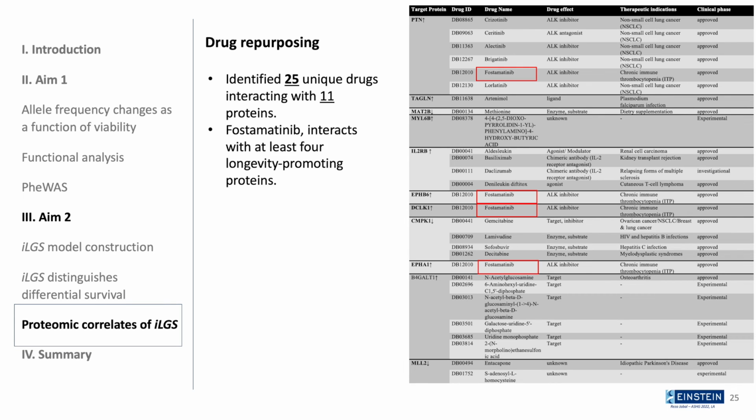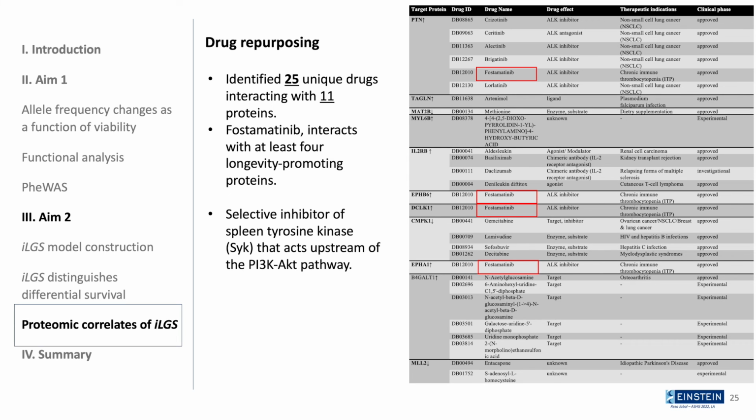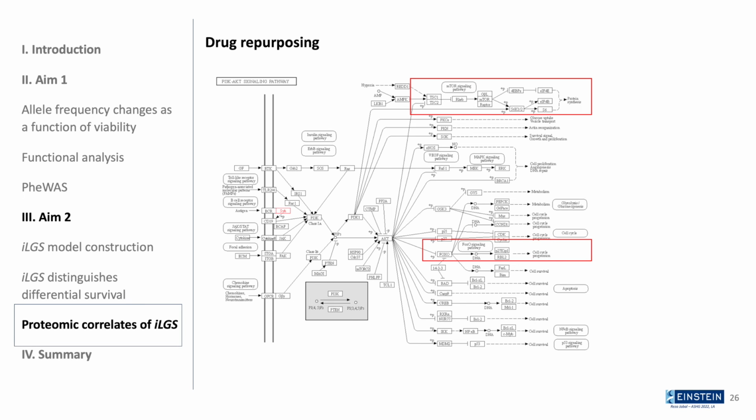One drug, fostamatinib, interacting with at least 4 longevity-promoting proteins, is a selective inhibitor of spleen tyrosine kinase that acts upstream of the PI3K/AKT pathway, which is upregulated during aging and whose downregulation promotes improved cell survival in neurons. The suppression of SYK attenuates the PI3K/AKT signaling, which inhibits mTOR and activates FOXO, leading to the activation of proapoptotic processes and cell cycle arrest. Although its precise mechanism of action is unclear, the active metabolite in fostamatinib has been recently found as a novel senolytic agent. Given the extent of its interaction with longevity-promoting proteins, this drug merits further investigation as a potential anti-aging treatment.